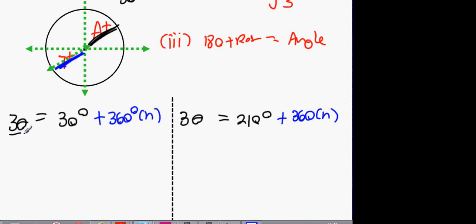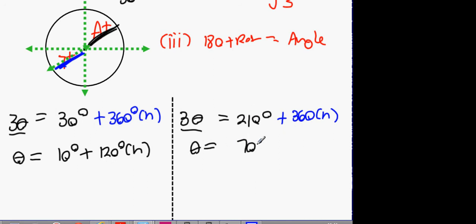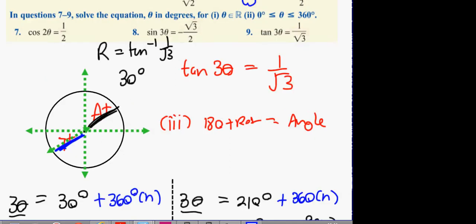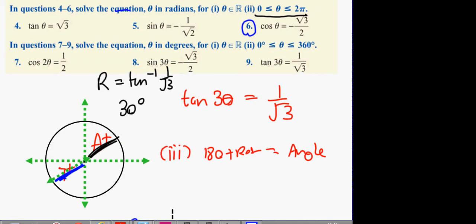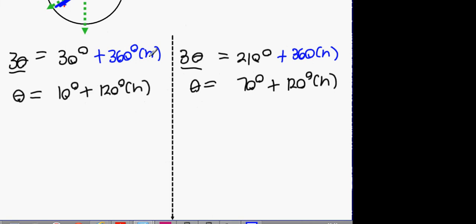Now, problem here is it's not theta on its own, it's 3 theta. So divide both sides by 3, and what do we get? Theta equals 10 degrees plus 120 multiplied by n, or theta equals 70 degrees plus 120 degrees times n. Now guys, we're allowed all of the answers between 0 and 360. Let's try n equals 0. When n equals 0, n equals 1, n equals 2, n equals 3.